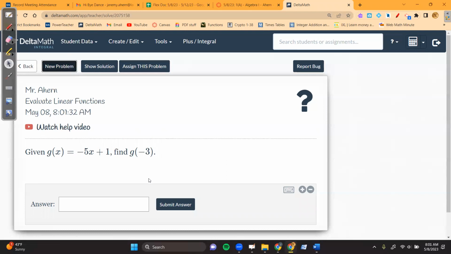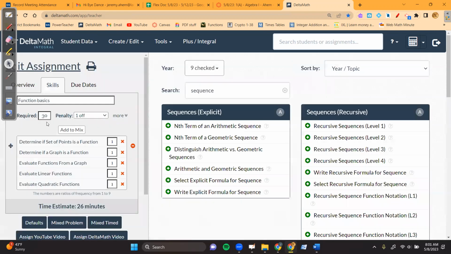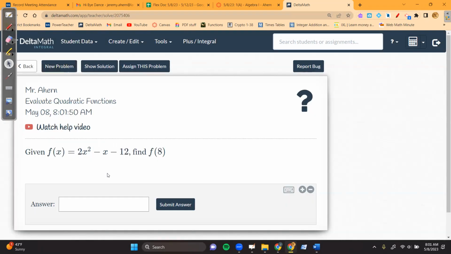How about this one? Yeah, easy peasy. Put -3 in place of x. -5 times -3 is +15 plus 1 is +16. So nothing to it. And then, of course, the last one that I have for you is evaluating quadratic functions.